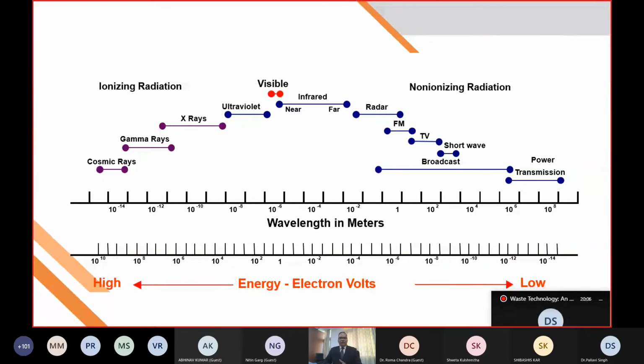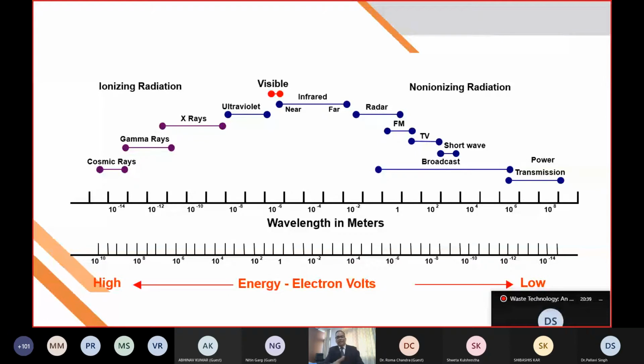So you can see the energy goes high on the left side and goes low on the right side. The wavelength is less on the left side and high, in kilometers, on the right side. Frequency is in megahertz and gigahertz on the left side, and it goes to zero on the right side.